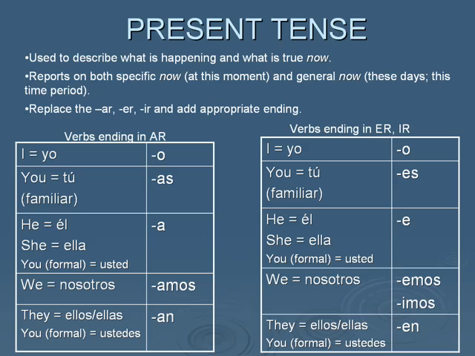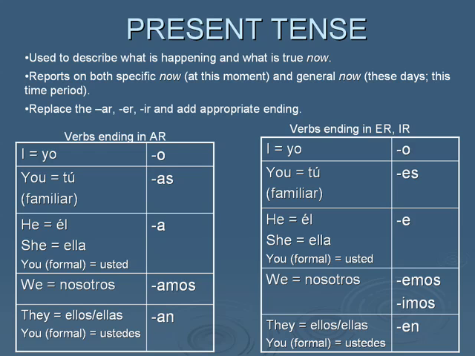So the present tense, it's used to describe what is happening and what is true right now. It reports on both the specific now and the general now. On the left are the verb endings for AR, and on the right are the verb endings for ER and IR. So what you do is you take off the AR, ER, and IR, and you add the appropriate ending.